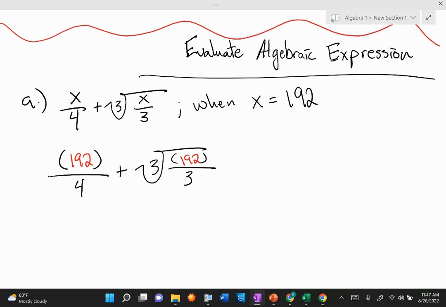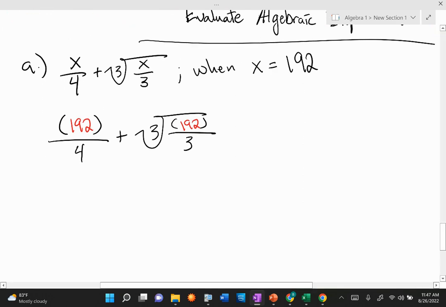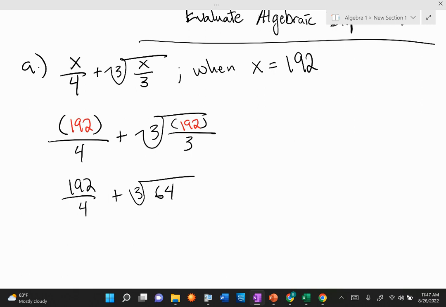4? I'm going to say no. It's a fine guess. 10? Wait, which one? 192 over 3. Oh, 64. 64. Okay? So, we can rewrite this as 192 divided by 4 plus the cube root of 64. That's a little easier to work with. So, if you can simplify before you take the cube root, do so. Right, Yanni? Okay. So, what is the cube root of 64?